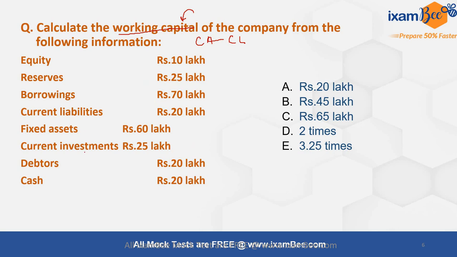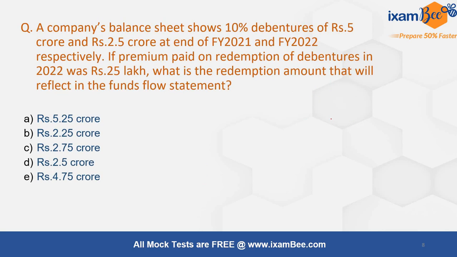When we look at the components of the balance sheet which are given here, in the current assets we are given debtors, we are given cash, and we are also given current investments. In total, this adds up to 65 lakhs. And when we look at the current liabilities, it is 20 lakhs. So 65 minus 20 lakhs, the answer should be 45 lakhs. Right? I hope that this is clear to everyone. Please pause the video to calculate the answer on your own first and then verify it with the answers given.